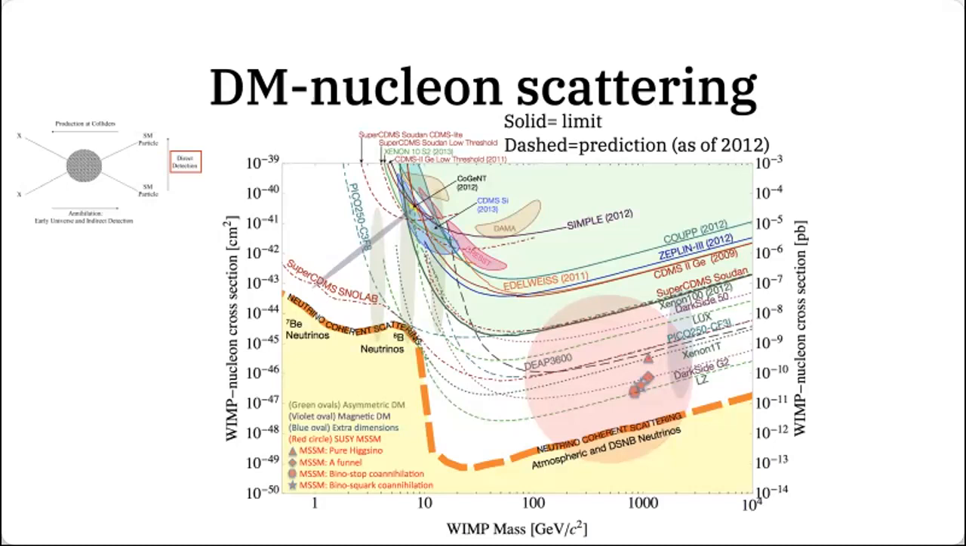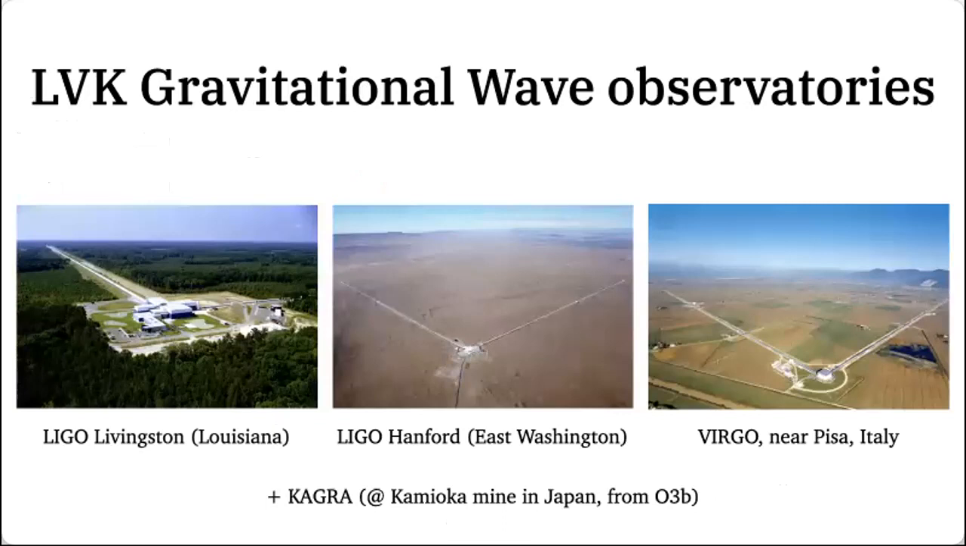So here I'll add one more possible astronomical way to study the properties of dark matter, using the LVK gravitational wave observatories. LVK is the acronym for LIGO, Virgo, and KAGRA. Here I show two pictures of LIGO detectors and one Virgo detector, and KAGRA is the one in Japan. I don't have a picture for that, but KAGRA joined, and I think it was in operation, maybe not at 100%, from O3b, which was, I think, last year.